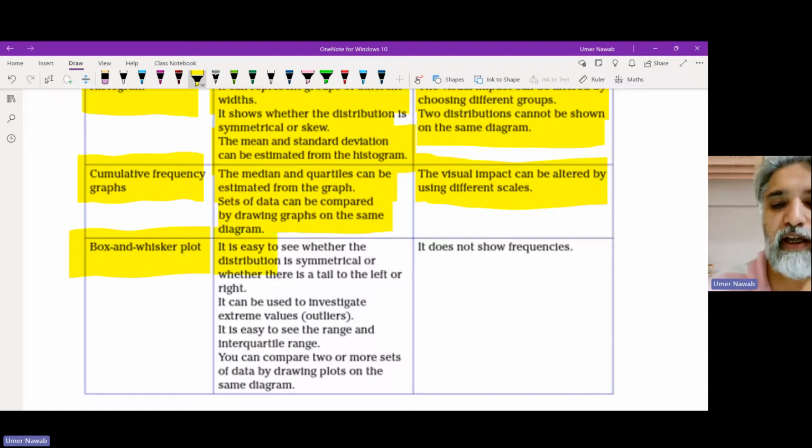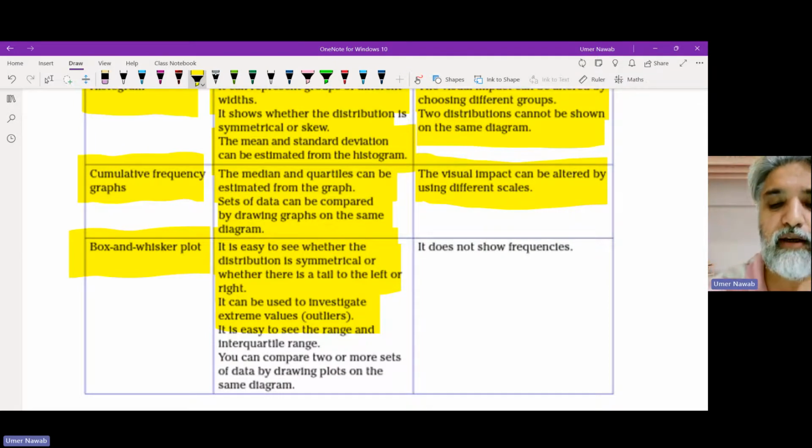It is based on 5 values only: minimum, maximum, lower quartile, upper quartile, and the median. It is easy to see the symmetrical distribution or skewed distribution, that is, the median tilted towards the left or to the right, and you can easily calculate the outliers. As I mentioned, guys, the significance of quartiles is that you can find the extreme values.